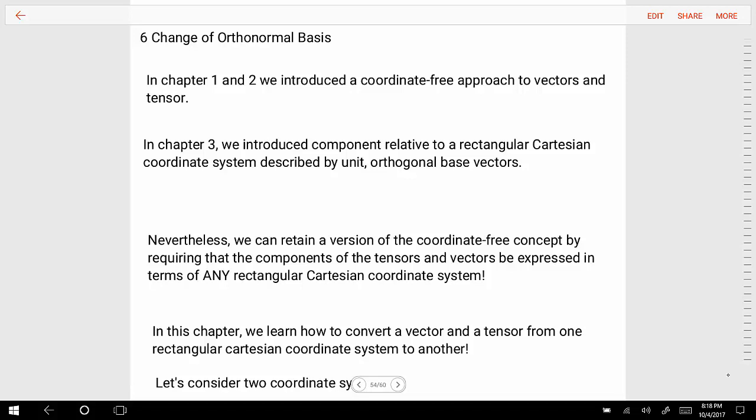Today we're going to do a lecture on the change of orthonormal bases, which is basically the idea of taking a problem, taking a vector or a tensor, and converting from one coordinate system into another.